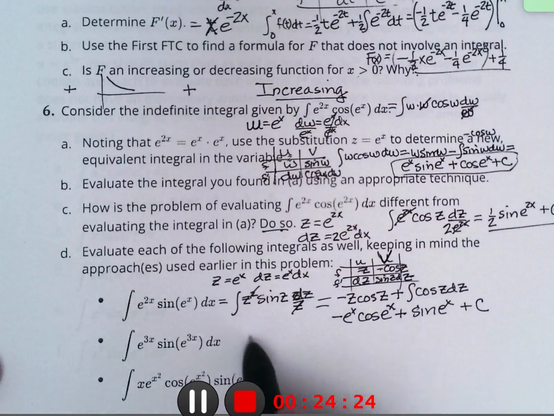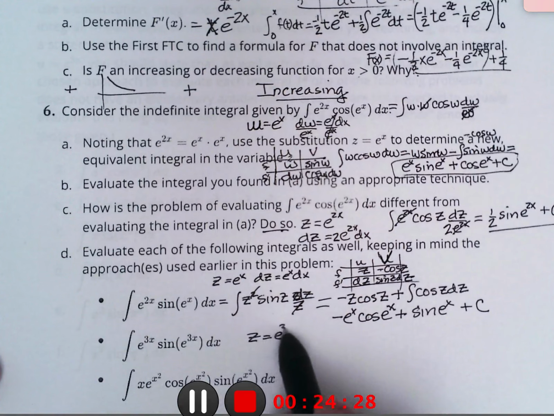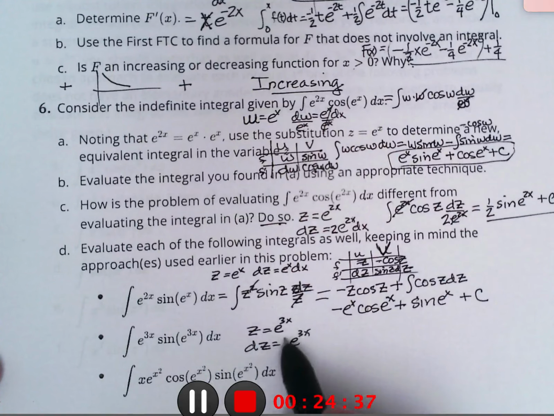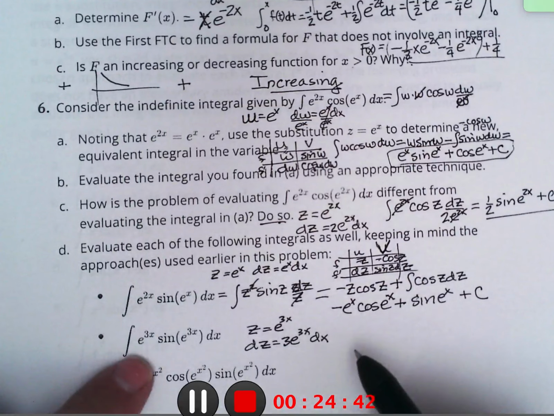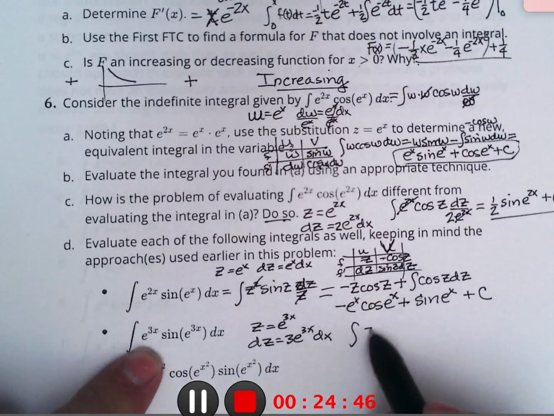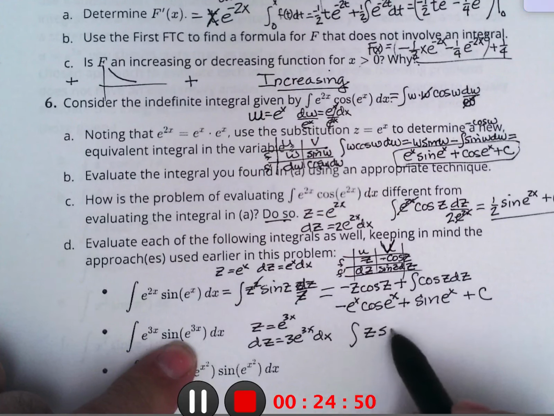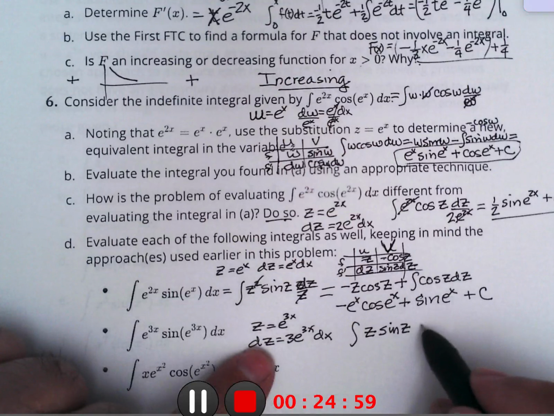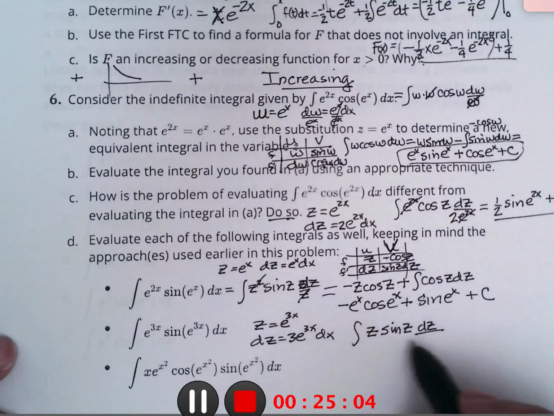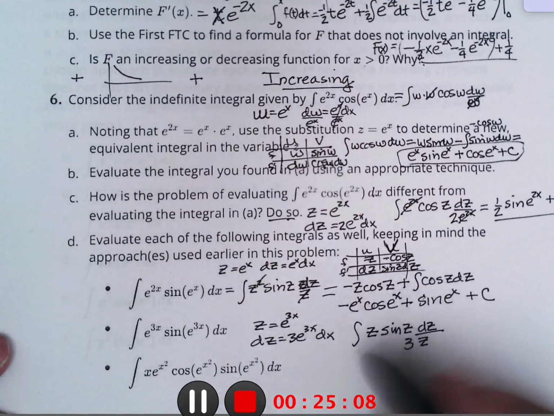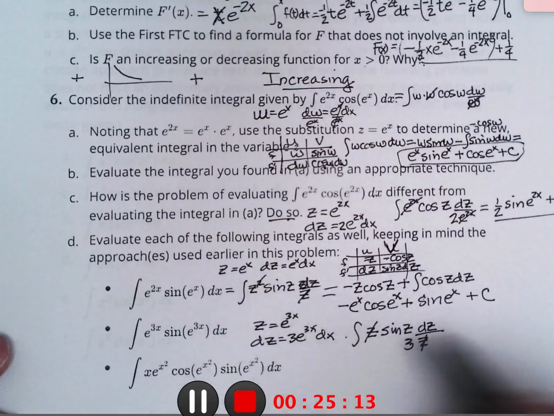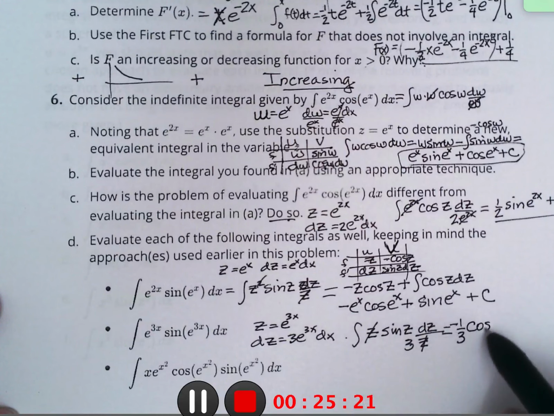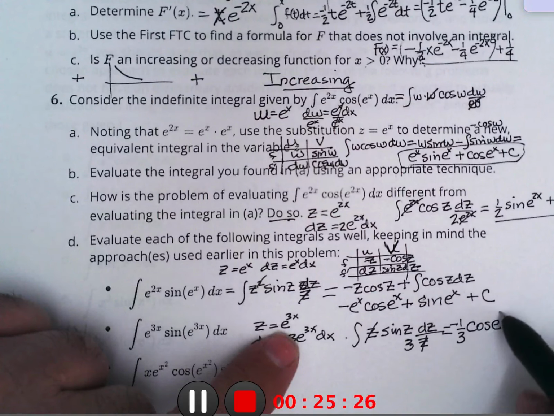If we let z equal e to the 3x, dz will be e to the 3x times a 3 dx. So this would become the antiderivative of z sine z, and dx will be replaced with dz divided by 3z. The z's cancel. 3 comes out as a 1/3, so we get 1/3. The antiderivative of sine is negative cosine z, and z was e to the 3x, plus c.